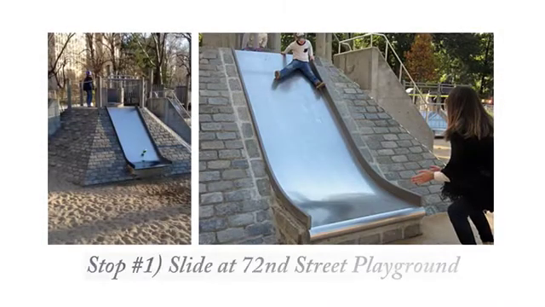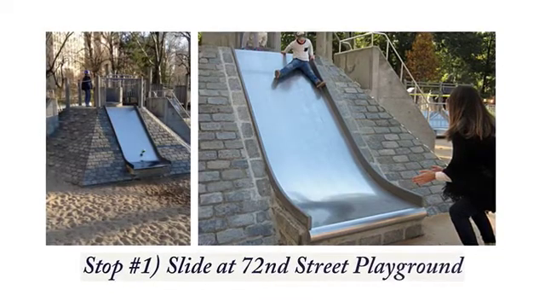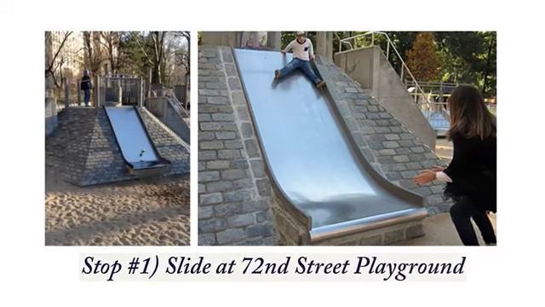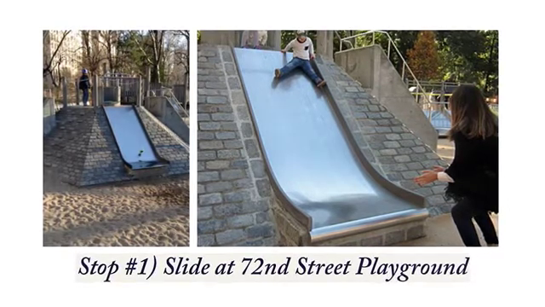Now we are at the slide. Notice that there are kids of all ages sliding down. Why is it easier for a child to go down a slide as opposed to an adult? Will the adult create more friction?